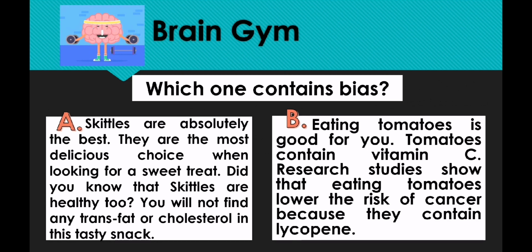We will now proceed to brain gym. Which one contains bias? A or B? So napakasimple, pipili ka lang kung alin ang may bias dyan. A or B? I will give you 2 minutes to read A and B, and then later you will find out alin dyan ang bias at alin naman ang hindi. You may start now.